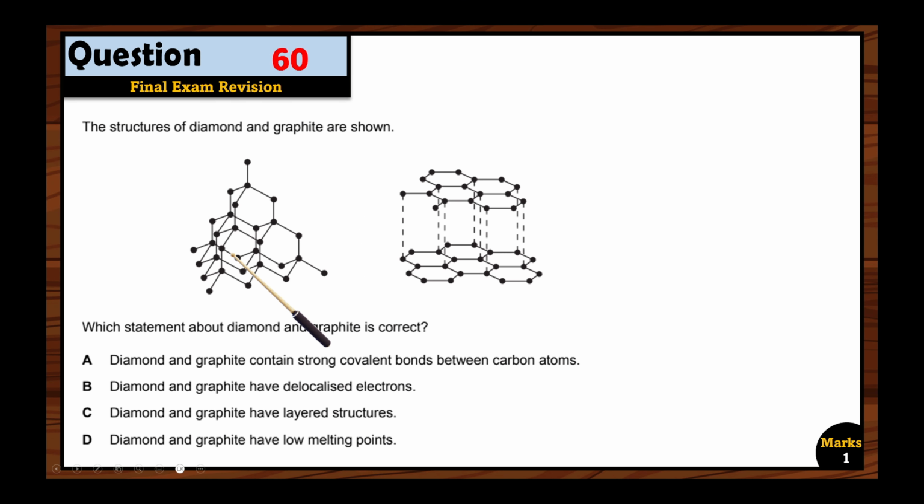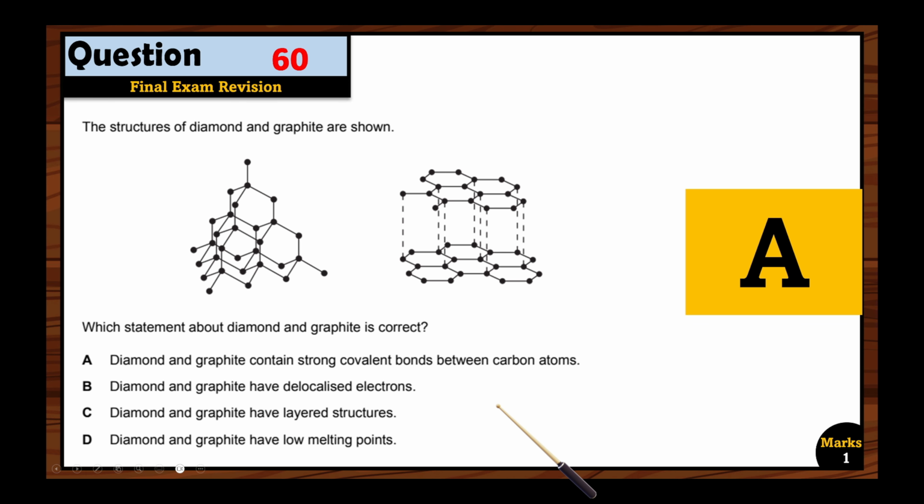Question 60. The structures of diamond and graphite are shown here. Which statement about diamond and graphite is correct? Diamond and graphite contain strong covalent bonds between carbon atoms. Yes, there are strong covalent bonds between carbon atoms. Option A is right. No need to look at option B, but still if you want to see, diamond and graphite have delocalized electrons. Wrong. Only graphite has. Diamond and graphite have layer structure.